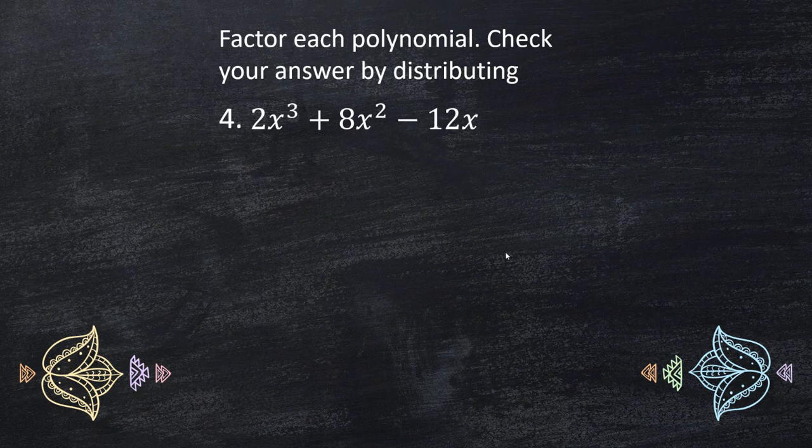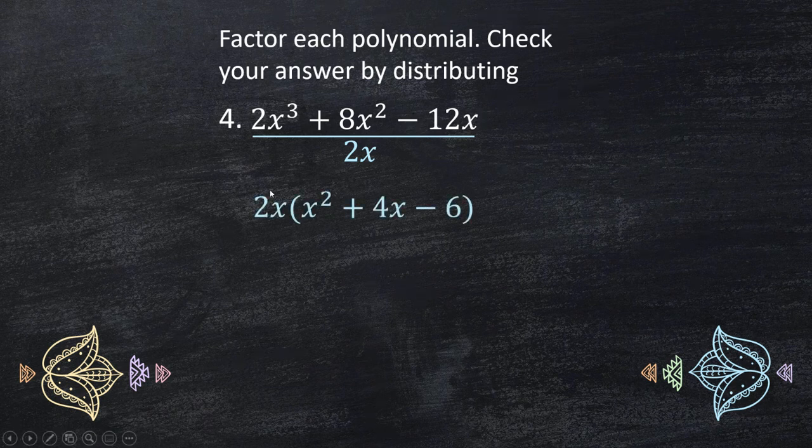Now we're looking at all three terms. We've got our coefficients 2, 8, and negative 12. Those are all even, so they're divisible by 2. And then they each have an x in them. The least amount that occurs is once, so we go with x to the first for our greatest common factor. So 2x is our GCF. So we're going to divide all of those terms by 2x.